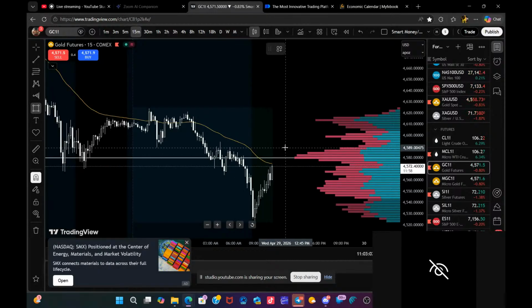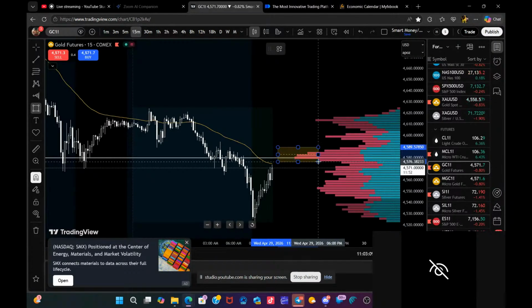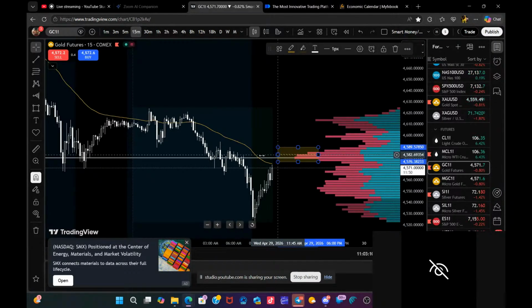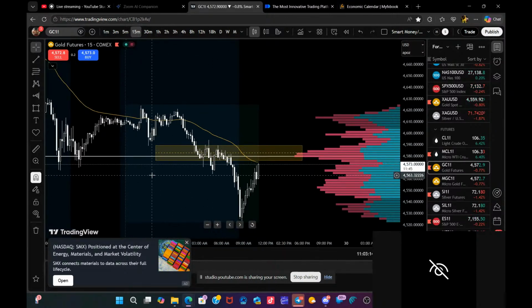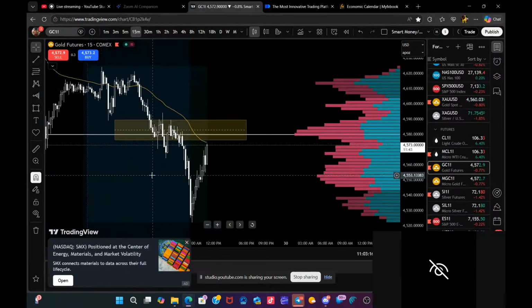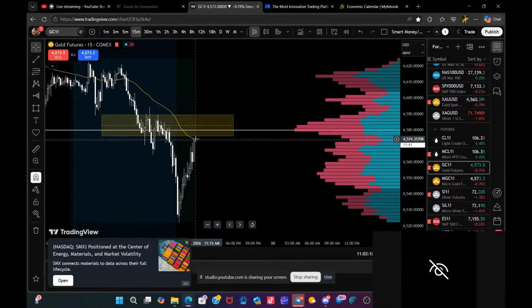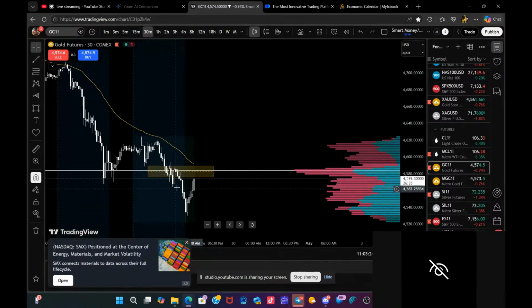Supply. I'm going to mark the HVN there, to there. Stretch it over. See that? That's our supply right there. All right. Let's see if it taps into it, and we got breaker structure right here. Right. And look, fair value gap as well. All right. So let's see.